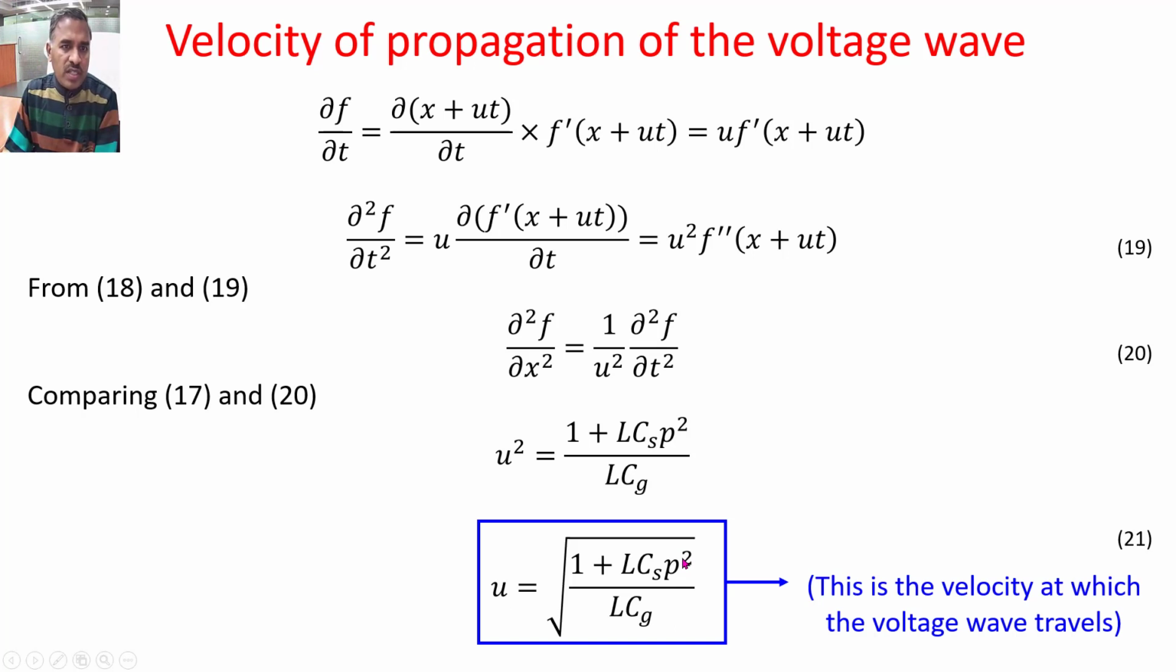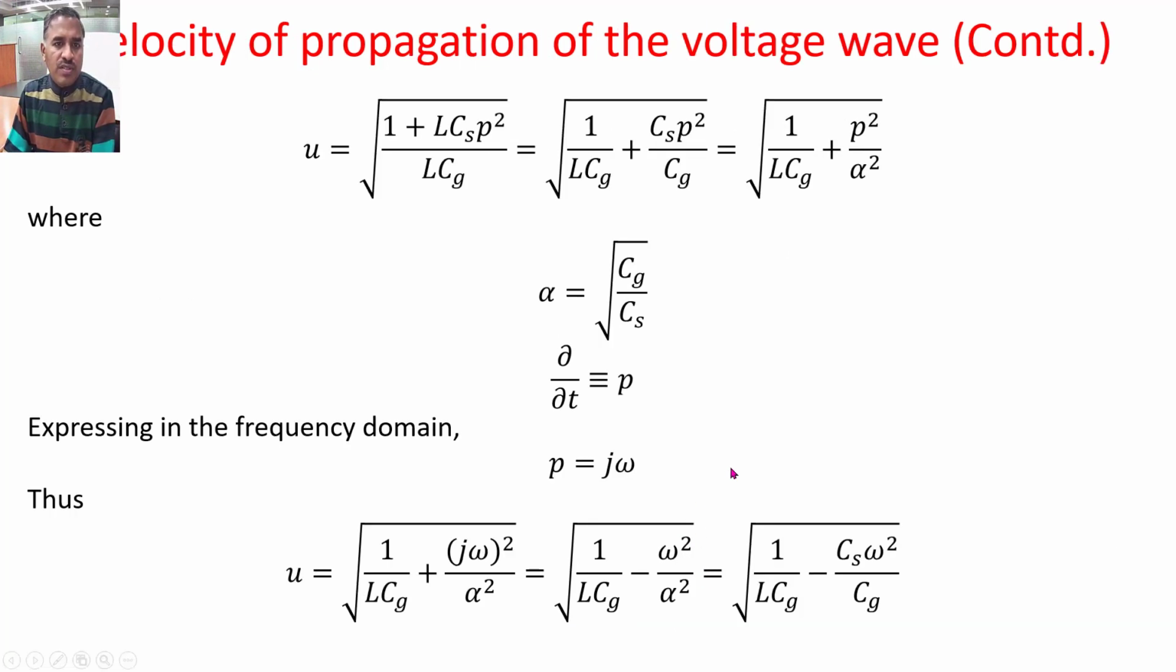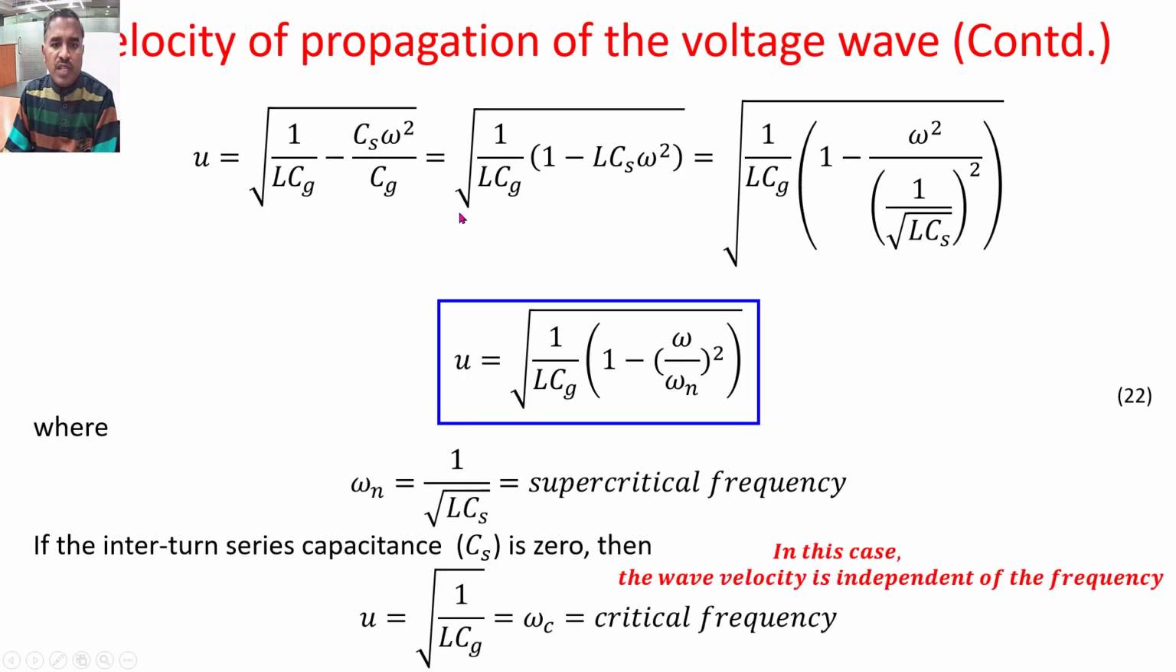So this is important. So let us replace that term, after some simplification like this, and replace ∂/∂t, that is p, by jω. If you replace p by jω, u becomes 1 by LCG plus (jω)² by α², or minus ω² by α². Alpha is again root of Cg by Cs, if you substitute, then it becomes like this, and then further simplification can be done.